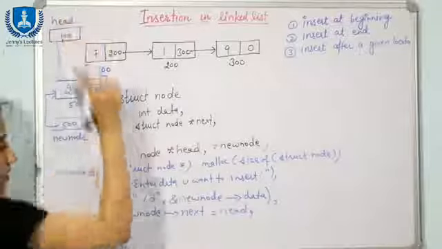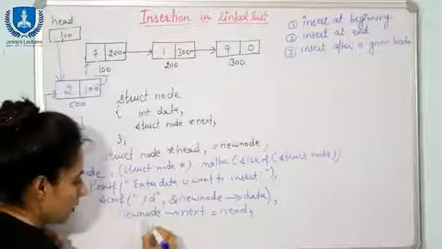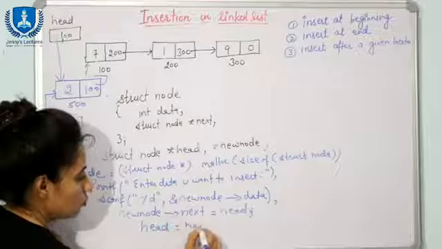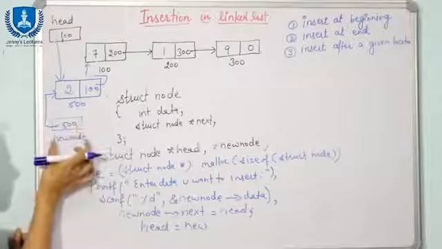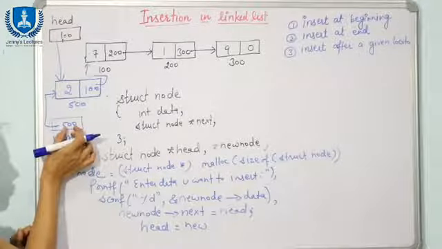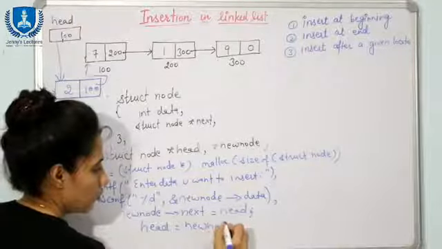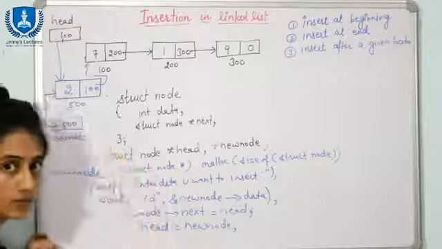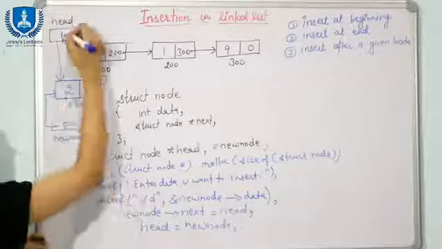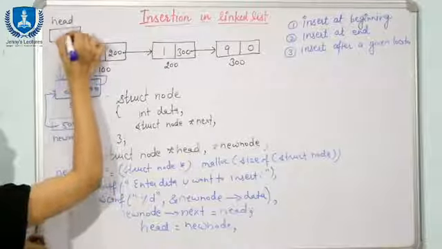Now you can update this head. Now what you can write? In head you are going to store this new node, whatever is there in new node. New node is going to contain 500. So here you will write new node. Fine. Now that is fine. Here we have now 500.